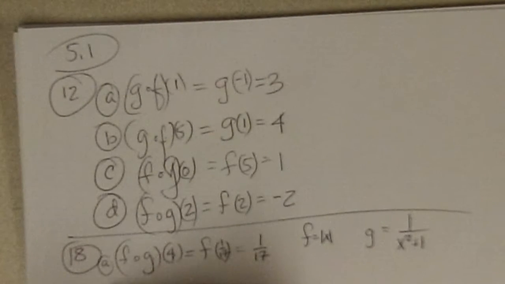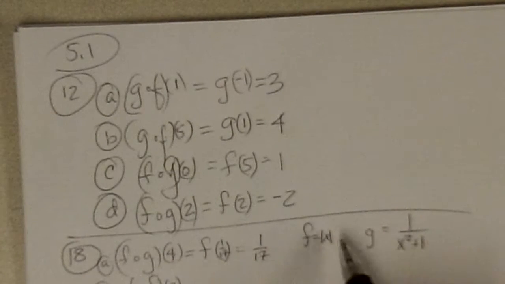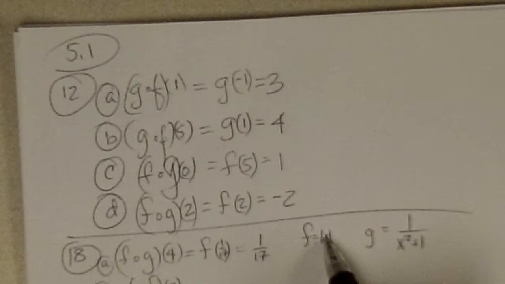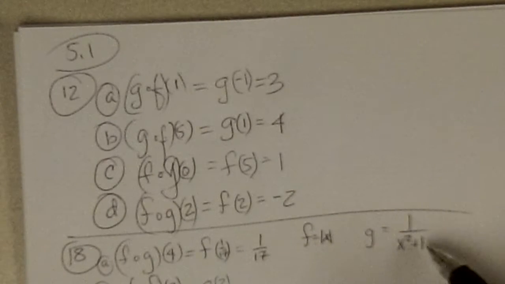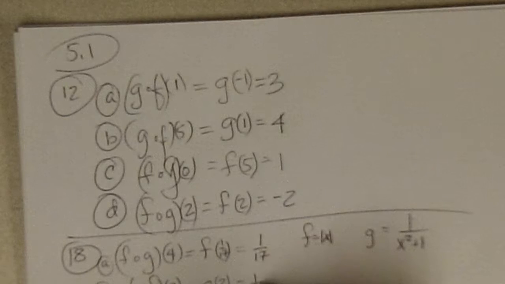That's A. B says g of f of 2. So you got to put 2 into f. The absolute value of 2 is 2. And so I have g of 2. And 2 squared is 4, plus 1 is 5. And I get 1/5.